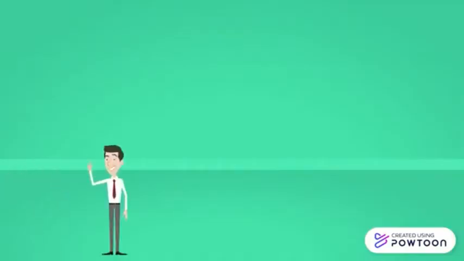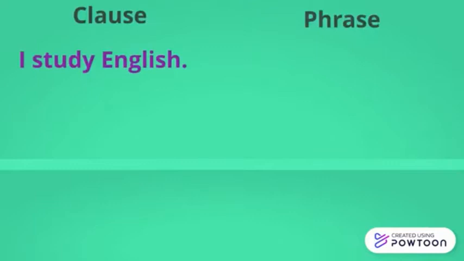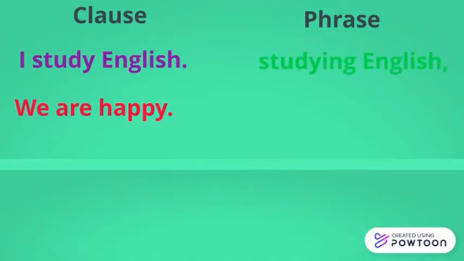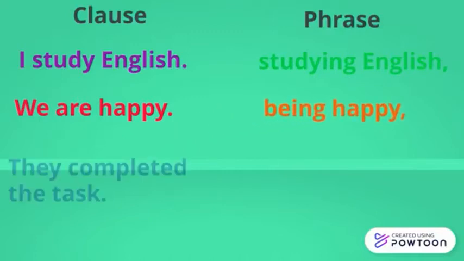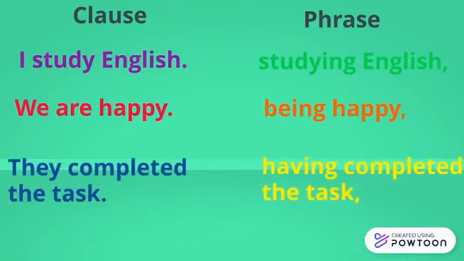Now, let us have a look at how a clause is changed into a phrase. First, we have the clause I study English. This is changed to studying English. We are happy. This clause is changed to being happy. They completed the task. This is changed to having completed the task.